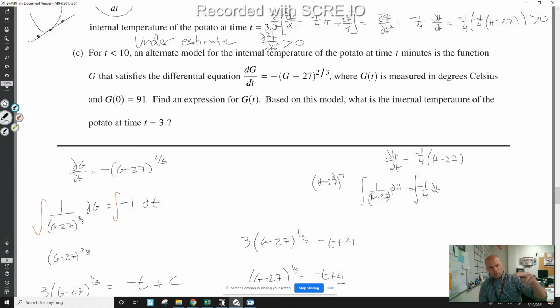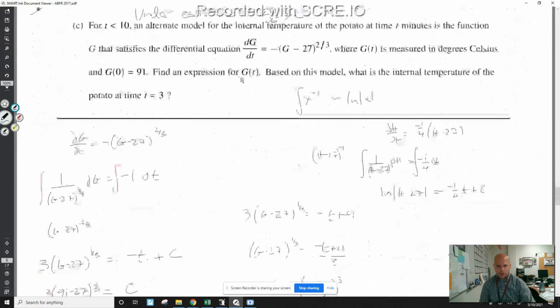The power rule for antiderivatives works for every power except for a negative first power. The antiderivative of x to the negative first is log absolute x. This is log absolute h minus 27 equals negative 1/4 t plus c. How do you solve this? Don't plug in your initial condition yet, (0, 91).